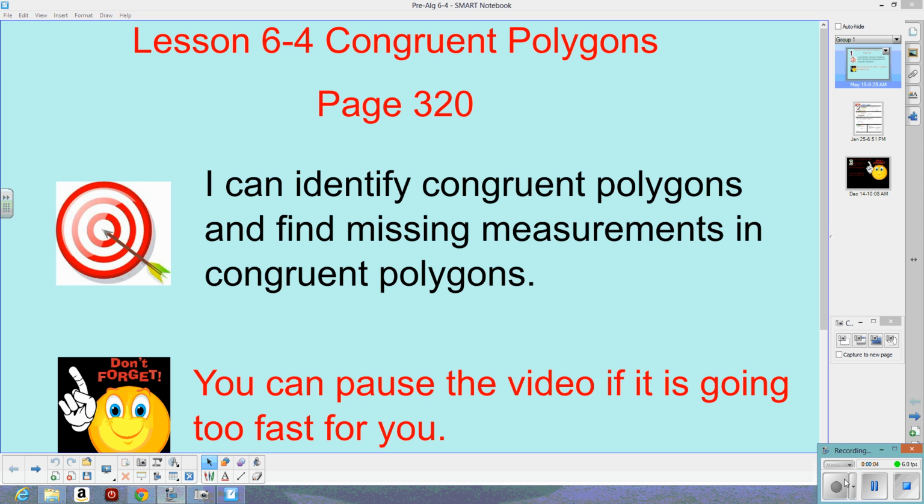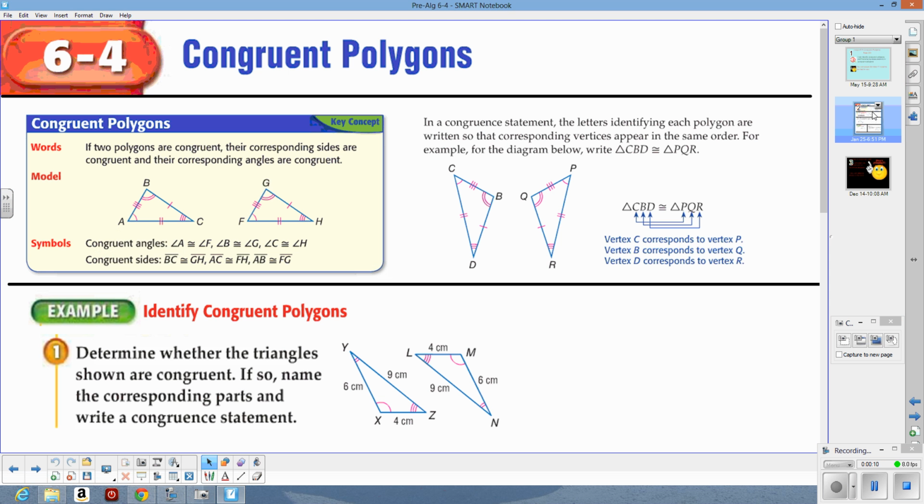In Lesson 6.4, you will identify congruent polygons and find missing measurements in congruent polygons. Congruent polygons are two polygons that have corresponding sides that are congruent and corresponding angles that are congruent.